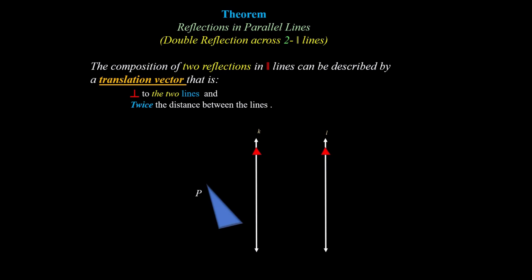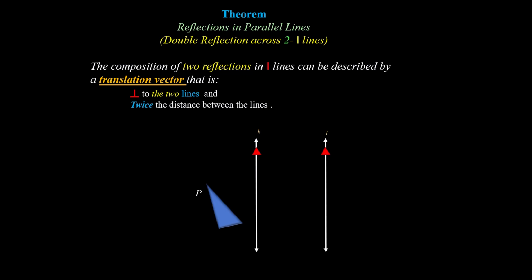But there are two peculiarities about this particular translation vector, or two details that we have to know. First, of course, the vector is perpendicular to the two lines, because if you reflect across parallel lines, you reflect in a perpendicular distance. So obviously, the vector has to be perpendicular. Secondly, which may not be as intuitive, the length of the vector is twice the distance between the two lines. Now, what does that mean? So let's see what happens here.